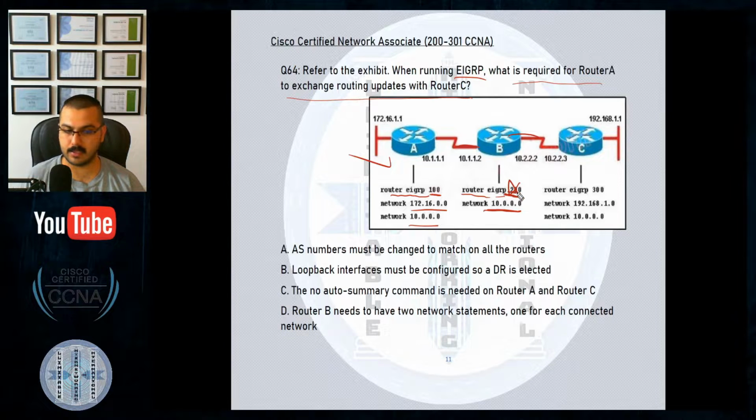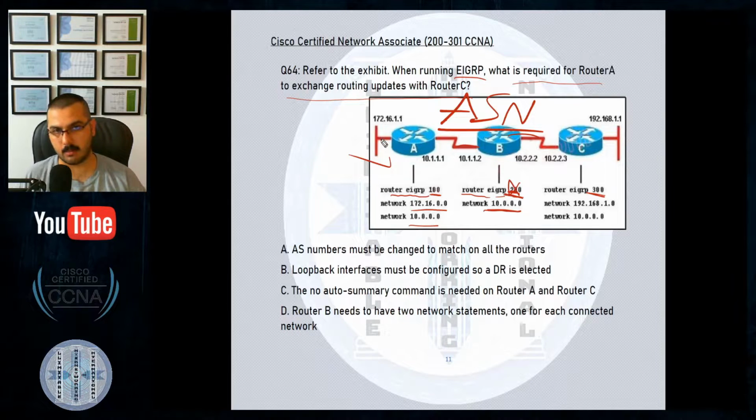So no problem there, but this is a problem. And even the third one is using a third different AS. So none of them will form neighbor adjacency with each other, because all of them must be under the same autonomous system number in EIGRP. In BGP, they can be different. In EIGRP, they should be matching. So the AS numbers must be changed to match on all the routers, definitely.